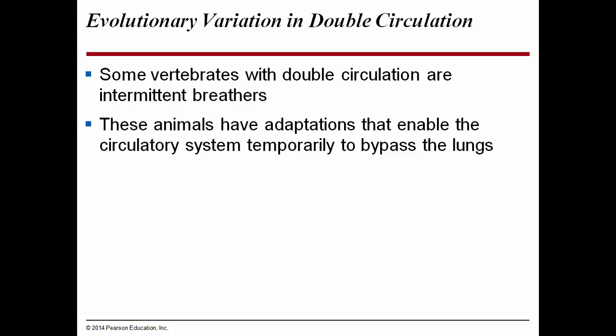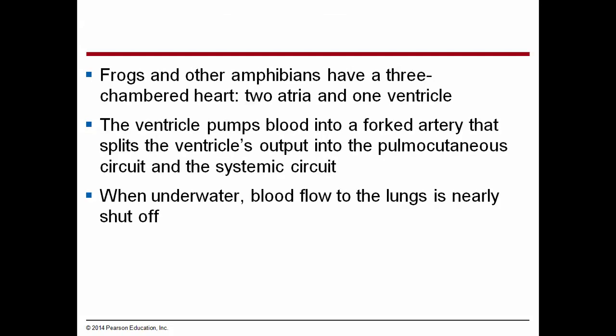Some vertebrates with double circulation are intermittent breathers. These animals have adaptations that enable the circulatory system temporarily to bypass the lungs. Frogs and other amphibians have a 3-chambered heart, 2 atria and 1 ventricle. The ventricle pumps blood into a forked artery that splits the ventricle's output into the pulmocutaneous circuit and the systemic circuit. When underwater, blood flow to the lungs is nearly shut off.